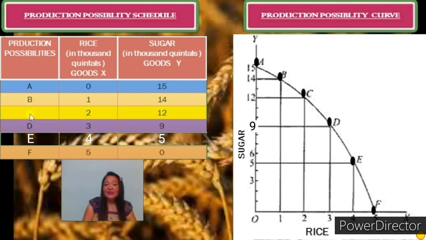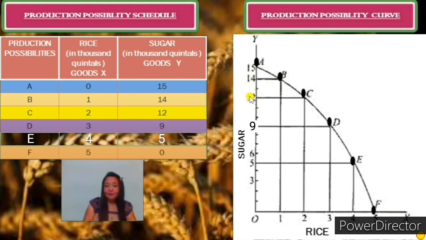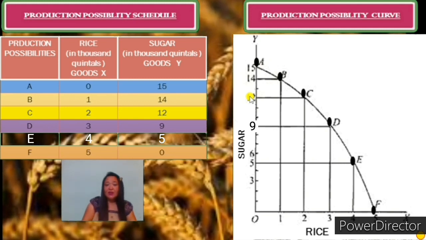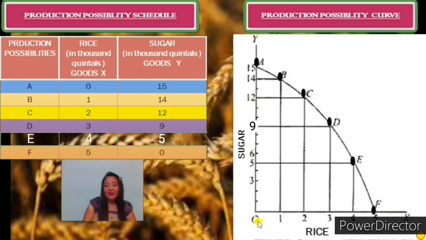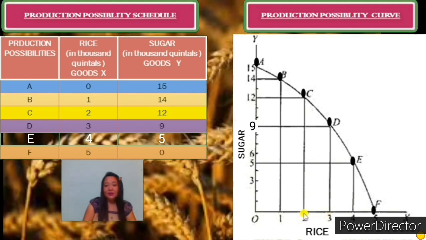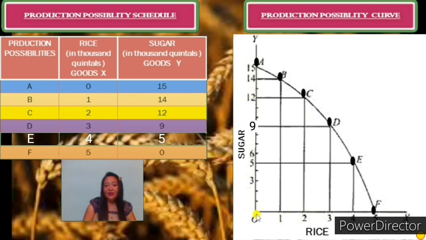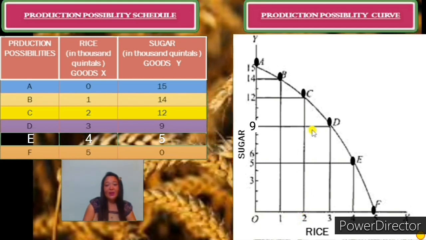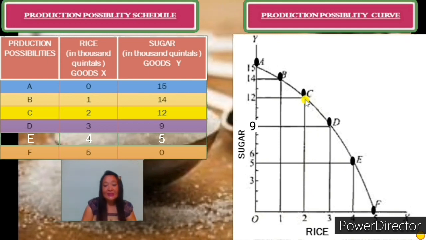Now according to combination C, if you reduce a little more of fund allocation or resource allocation, then what happens? The production of sugar will go down, no doubt, but the production of rice will go up, right? The production of sugar will come down to 12, but the production of rice will increase to 2 units. So when you join this, you get a point here. This is your combination C.